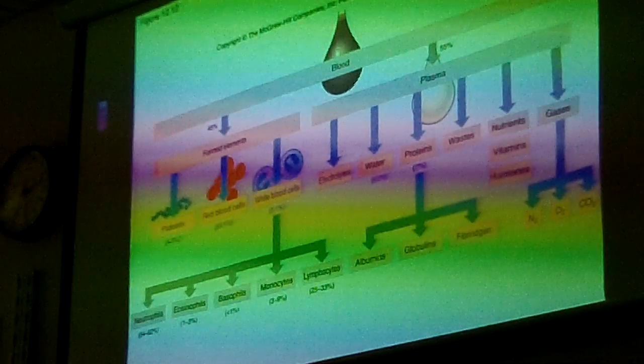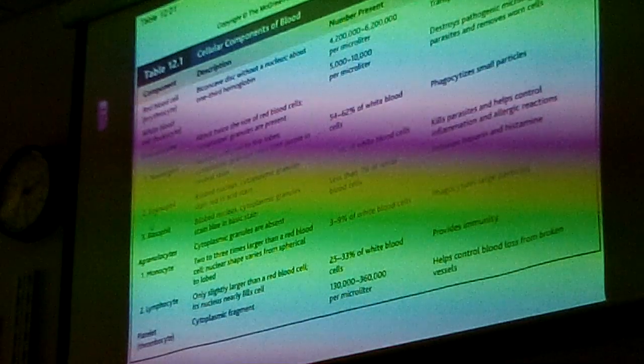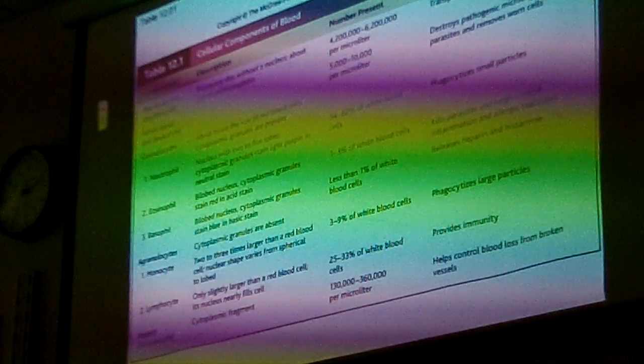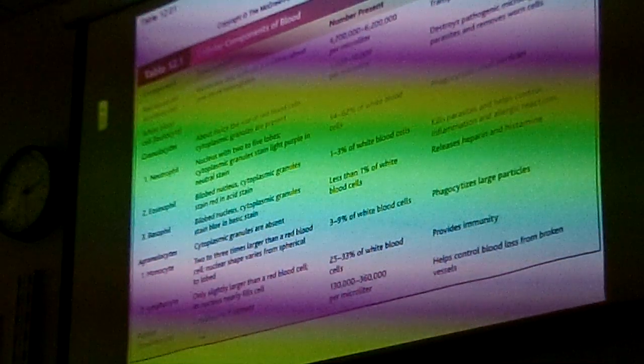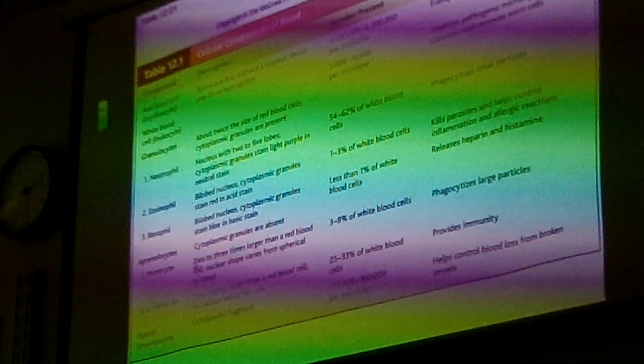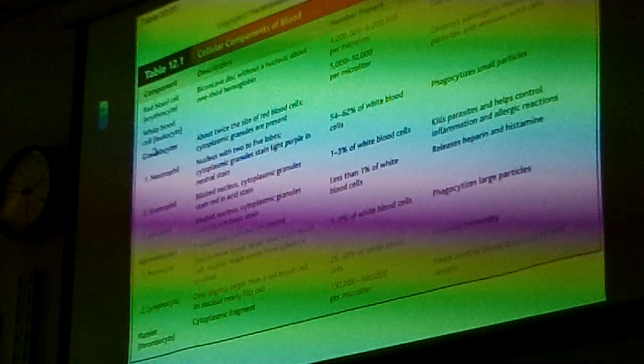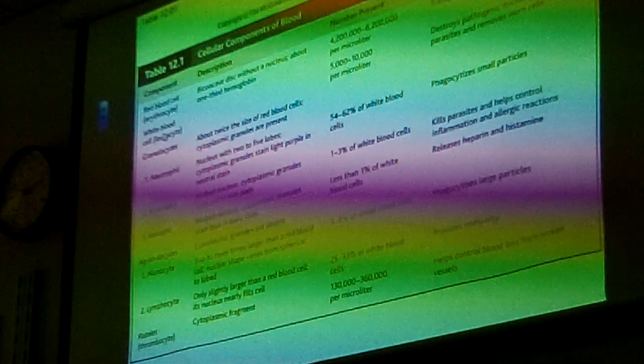And like I say, a person with leukemia has way too many white blood cells. That means leukemia means the white blood cells are reproducing out of control. Because a white blood cell is called a leukocyte. Leukocyte means white blood cell.